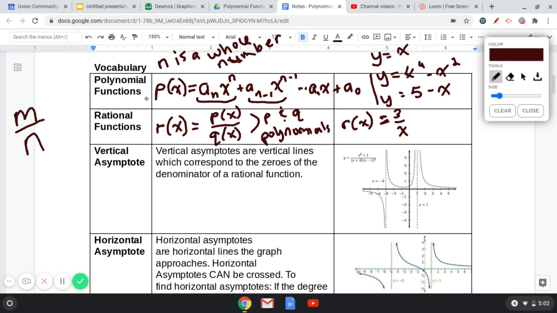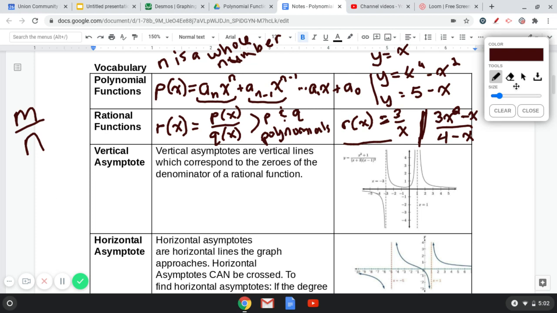And that's where this comes from, because this rational function can be written as a fraction of two polynomials. Or you might have something more complicated than this example. You might have, just for example, 3x squared minus x all over 4 minus x. As long as you have a polynomial in the numerator and a polynomial in the denominator, you're good to go.